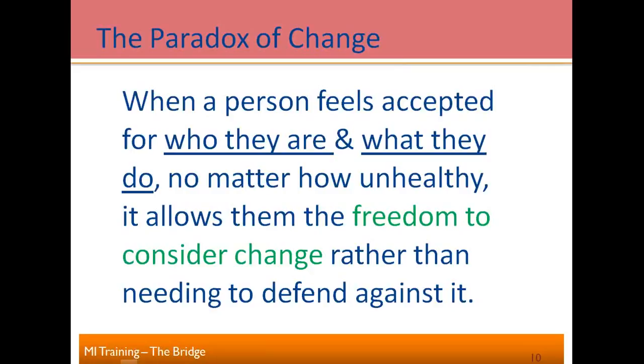Now, don't confuse acceptance with condoning. We accept that the person is who they are, is doing what they're doing. They have value even if what they're doing is harmful to them. And we want to create an environment that accepts them and allows them the freedom to consider change. Because ultimately, when you think about it, folks, they're the ones that actually make the change, not us. They will make the change. We will help them to find the internal strengths to do that, and that's what motivational interviewing is about.